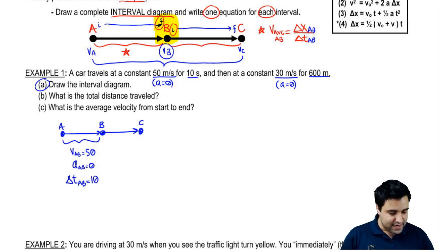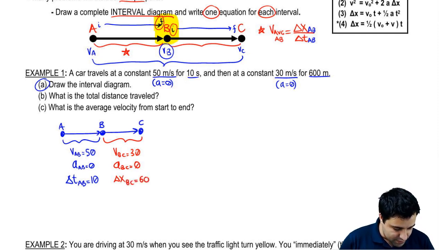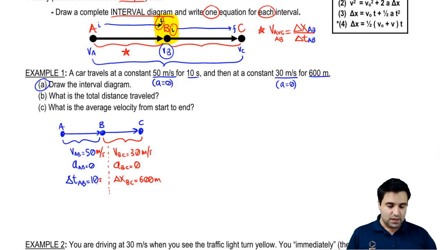All right? For the second part, I know that the velocity between B and C is 30. So the acceleration between B and C is 0. And the delta x for B and C is 600. Okay, let me put units here. Meters per second, meters, these are all standard units, so we don't really have to worry about units. Cool, so that's the interval diagram.